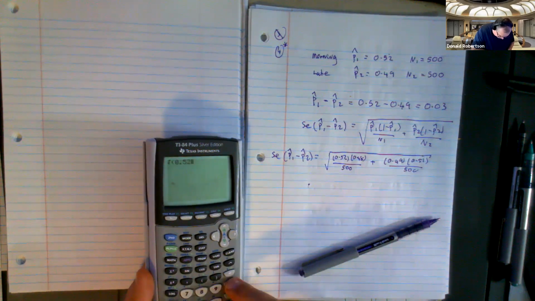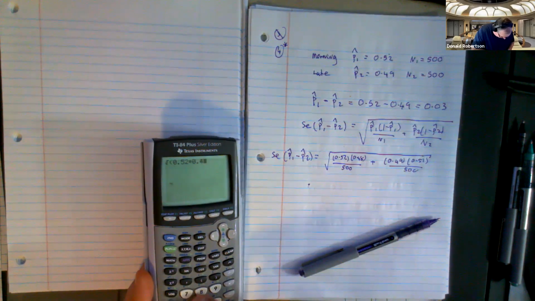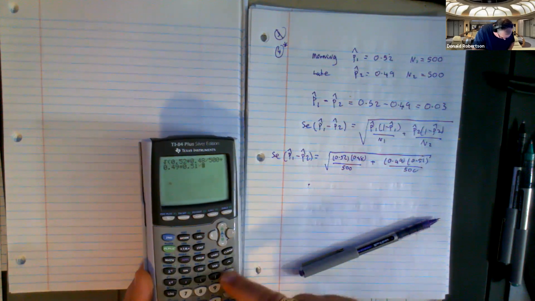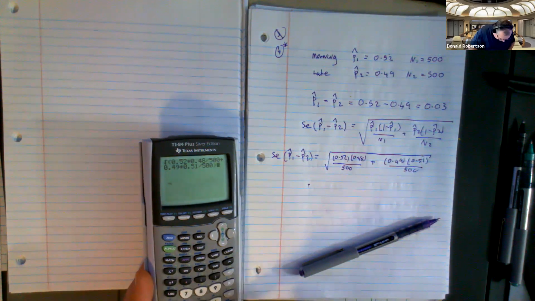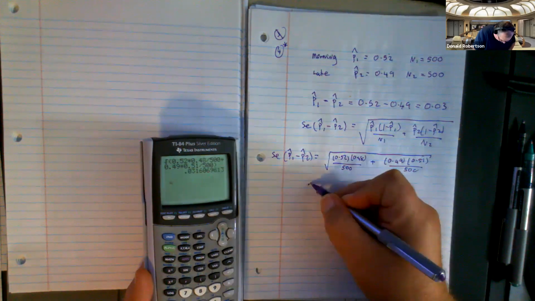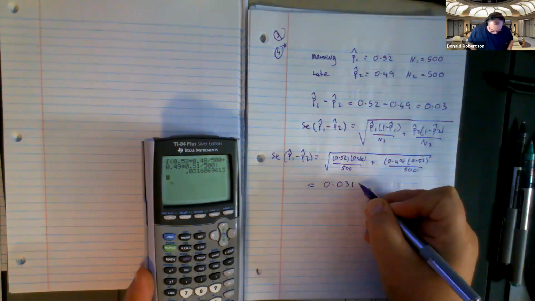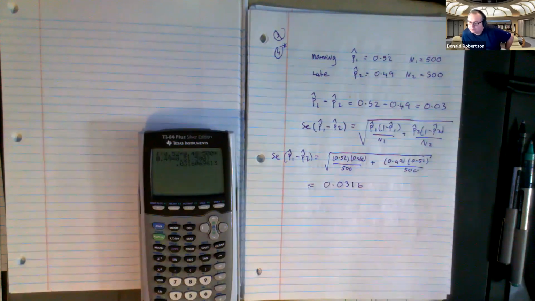0.52 times 0.48 divided by 500. Add 0.49 times 0.51 divided by 500. And the answer to 4 decimal places is 0.0316. Are we good so far? Right.